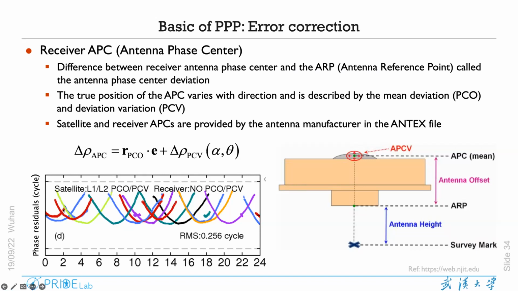And this figure shows the carrier phase residuals if we don't make any correction for the receiver antenna phase centers. You can see here we have some very regular phase residuals, and this will cause some fake signals in our data processing, and the displacements will be contaminated by this kind of spurious signals.